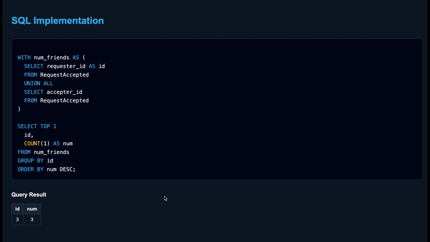So the key idea in this problem is to convert a relationship problem into a frequency counting problem using UNION ALL, right? And this pattern is extremely common in SQL interviews, especially in problems involving connections, followers, or interactions, right?